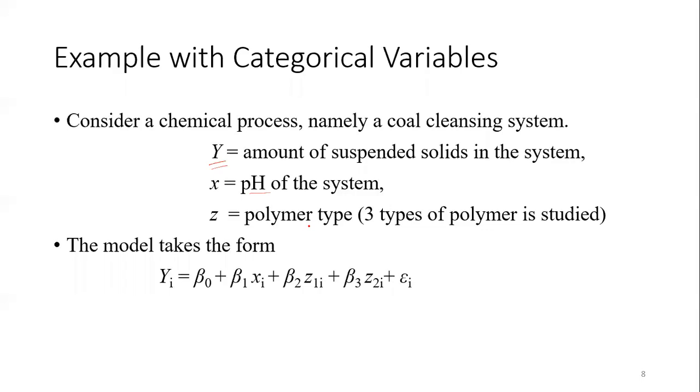1, 2, and 3. Hence, since there are three polymer types, I will have two indicator variables, Z1 and Z2, okay? And since I have one continuous independent variable, that's X, I just write Xi. It's not X1i because I have a single variable, okay? Well, the model takes the form beta 0 plus beta 1 xi, beta 2 z1i, and beta 3 z2i.